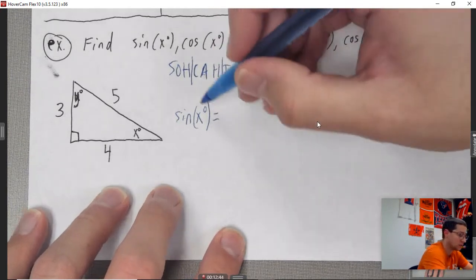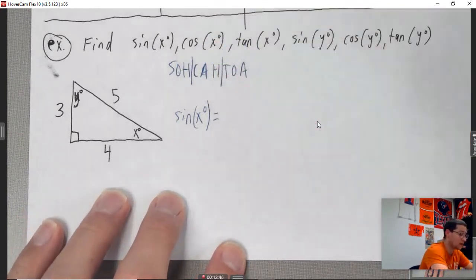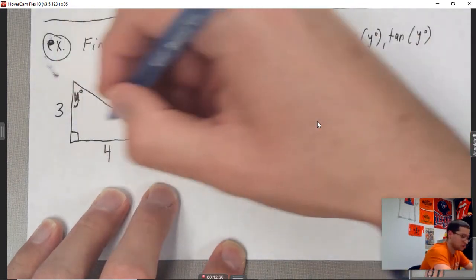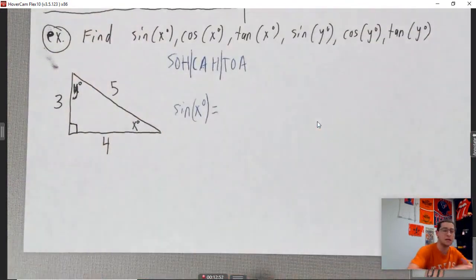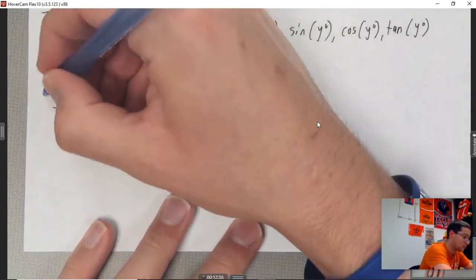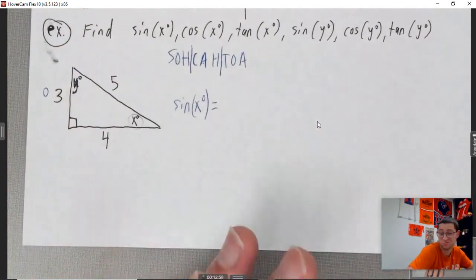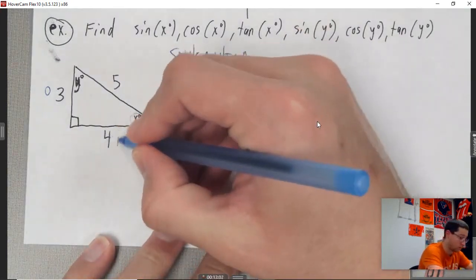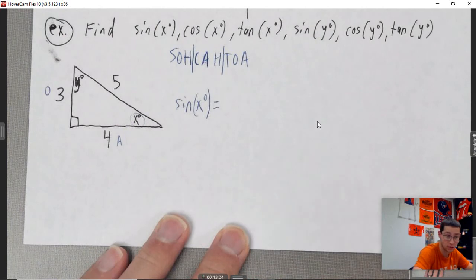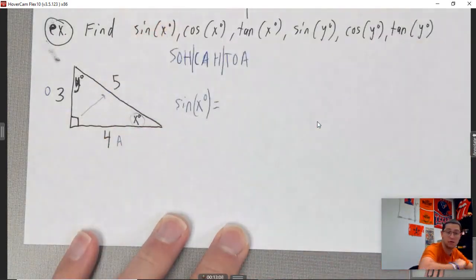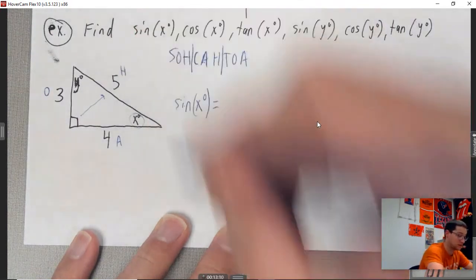So let's go ahead and label it. Let's start off by comparing it to x, so let's label my sides. Compared to x, 3 is my opposite, so I'm going to write O. Compared to x, 4 is my adjacent. And then compared to x, since this is my right angle, this is my hypotenuse.